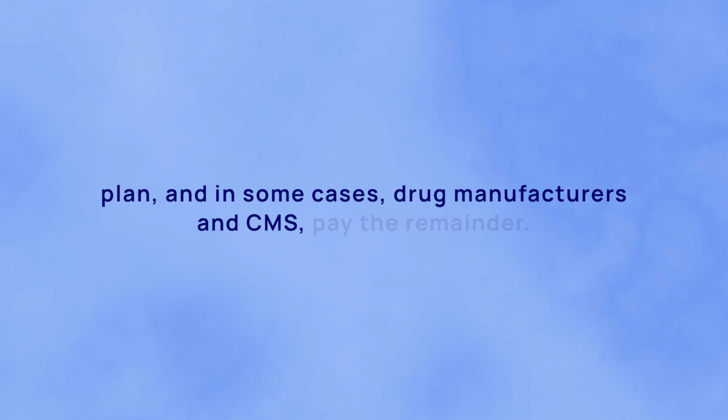For 2026, the standard Part D benefit begins with a deductible of $615, which the beneficiary must pay in full before any coverage applies. After the deductible is met, the plan enters the initial coverage phase. During this phase, beneficiaries are responsible for 25% of the cost of their prescription drugs, while the plan and, in some cases, drug manufacturers and CMS pay the remainder.